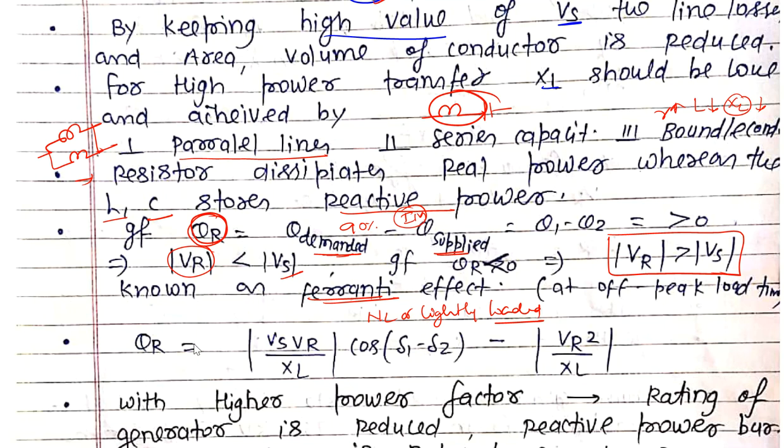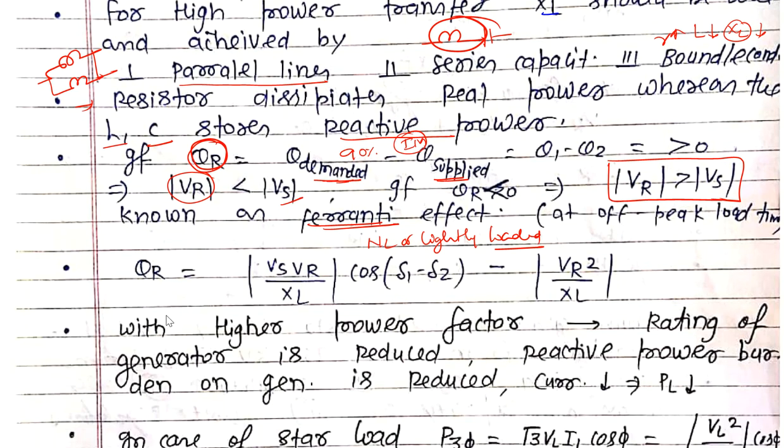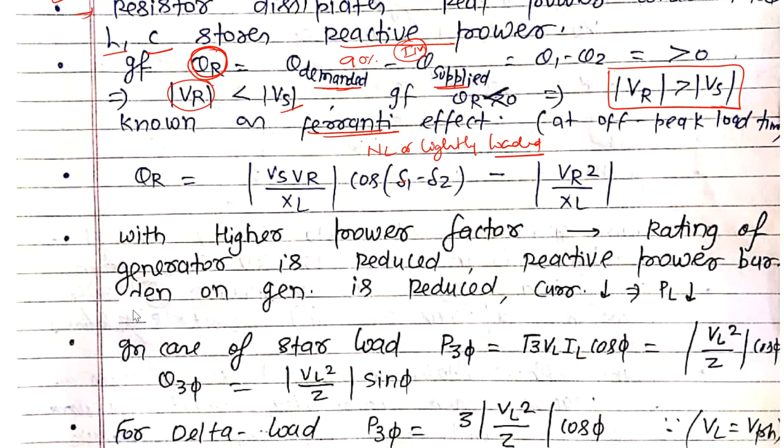Now, what is the reactive power at the receiving end? QR is equal to Vs Vr by XL into cos (delta 1 minus delta 2), minus Vr all square divided by XL. So here Vs, Vr, XL, and delta 1 and delta 2 are the sending end and receiving end load angles of the transmission line.